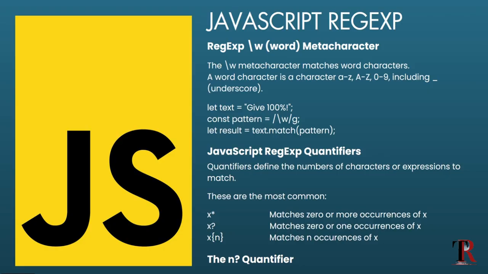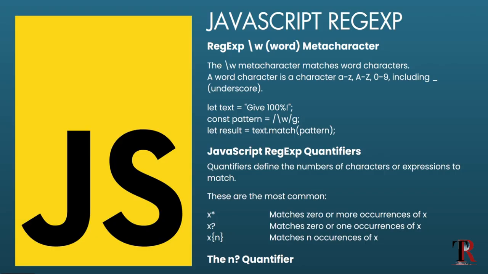Number one is the X asterisk. It matches 0 or more occurrences of X. Then the next one is X question mark, which matches 0 or 1 occurrences of X. And last but not least is X with N in brackets, which matches N occurrences of X. So pay attention to the fact that these are the most common. That does not mean that this is an exhaustive list of what the regex quantifiers look like.